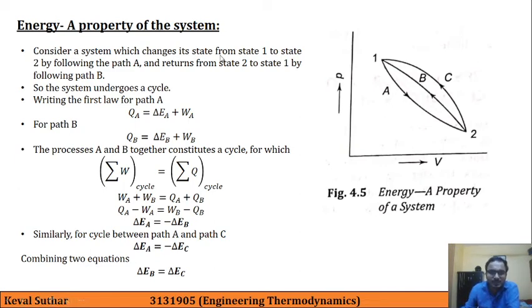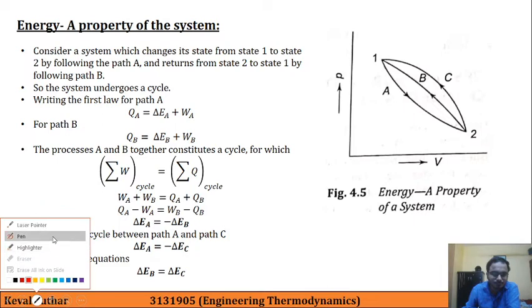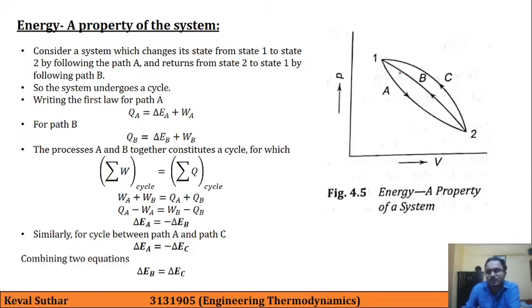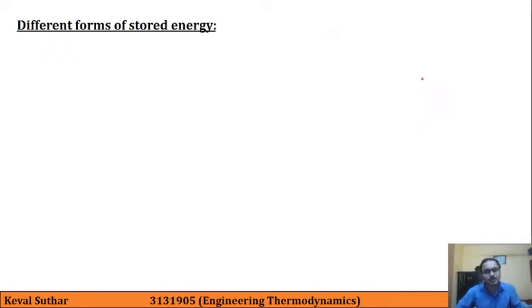So the meaning is that whether we have path B or path C, the change in the energy is the same. So the change in energy is independent of the path which we are following. The meaning is that energy does not depend on path, it only depends on the state. It is a point function and that's why it is a property of a system. So we have proved that energy is a property of the system. Now we will study different forms of stored energy.